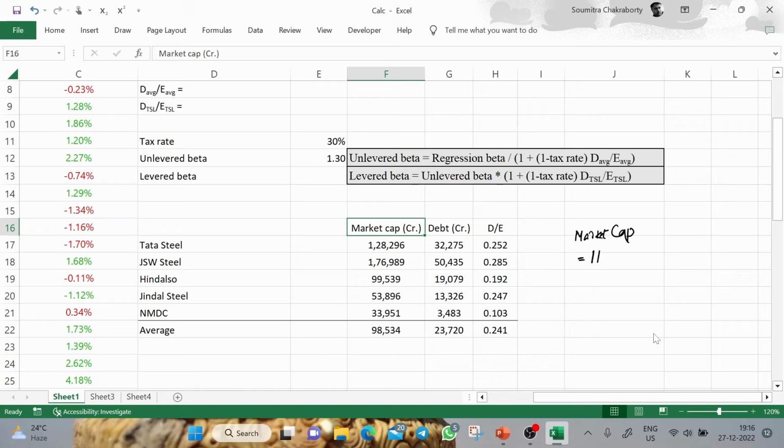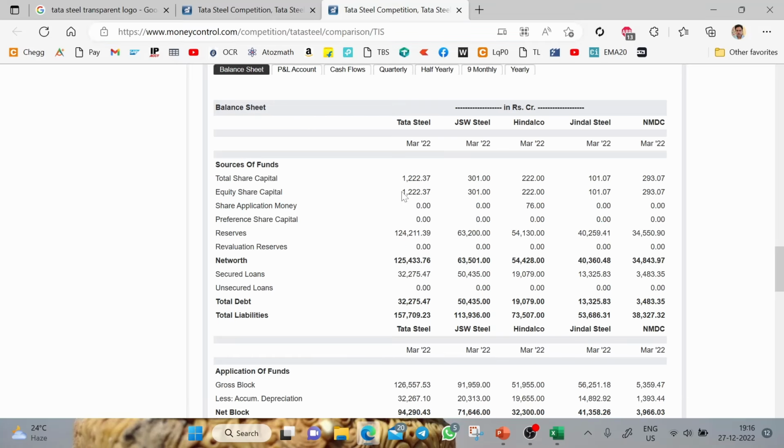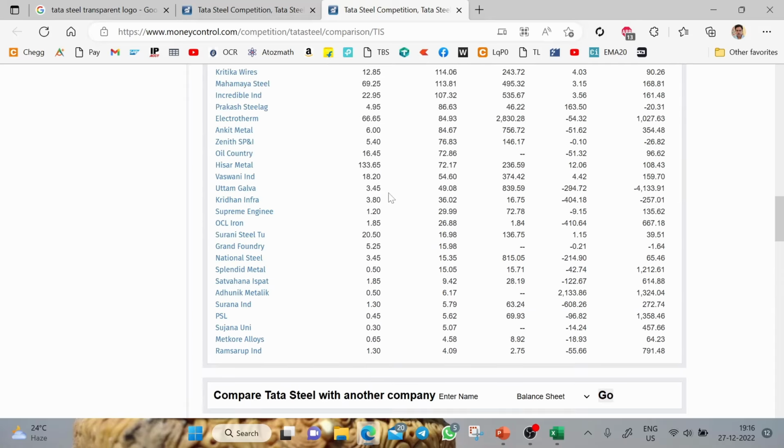the total number of outstanding shares into the market price of one share. Basically, it is the equity value in terms of market value. That means market value of the equity. If you take the equity share capital from here, it will be the book value of the equity, that we don't want to consider. We want to consider the market value of equity, which is the market cap.